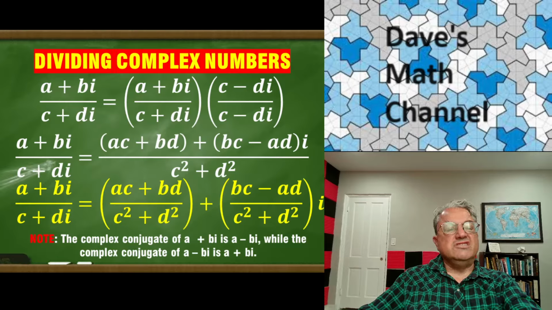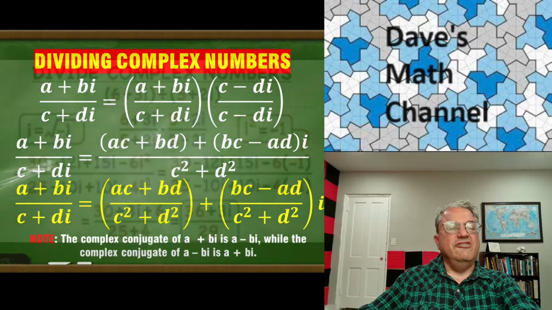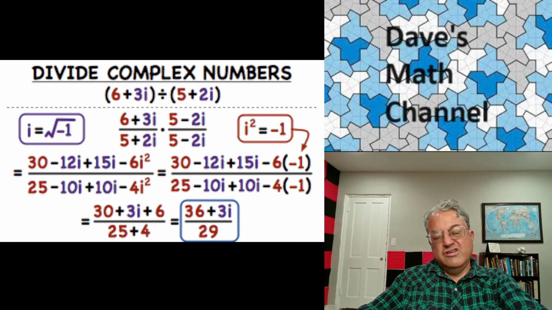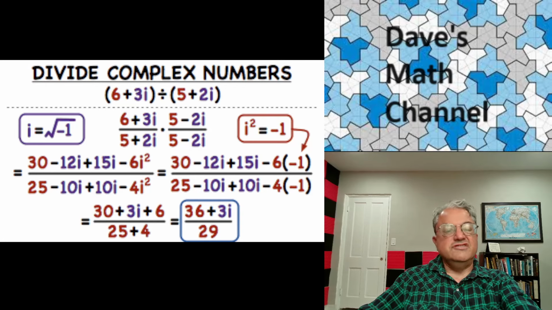I don't think it's worth memorizing the formula. I think it's worth deriving it like they did here. And here's an example. Suppose we want to divide 6 plus 3i by 5 plus 2i. They just do the same thing they did before. I'm not going to go through all the steps. The first step is just to multiply the numerator and denominator by the complex conjugate of the denominator, which is 5 minus 2i in this case. And when you do all the math, you get 36 plus 3i divided by 29. That's the answer. And notice that this 29 is just the square of the absolute value of 5 plus 2i. So that's an example. You can check it for yourself.